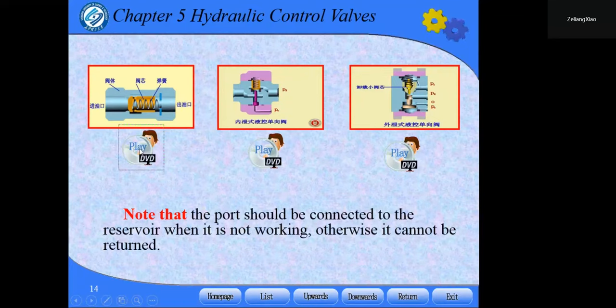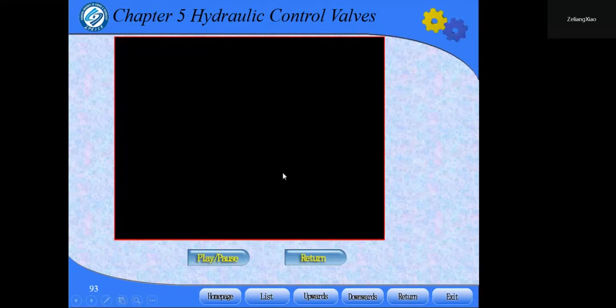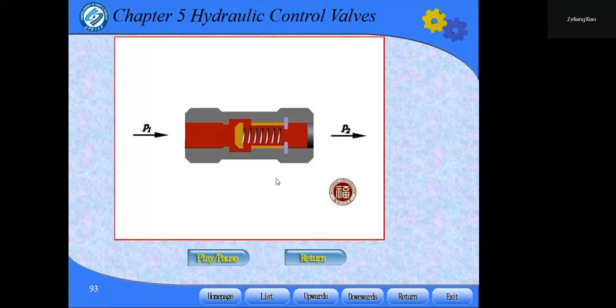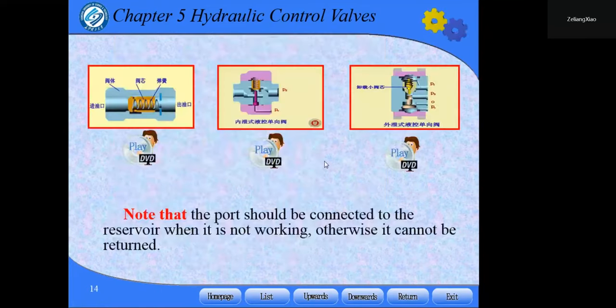So we can play this video. So you go through this way and push the spring. And finally it goes out in this direction. It should push the core. But it can go through in this way. So it's the check valve. Okay.